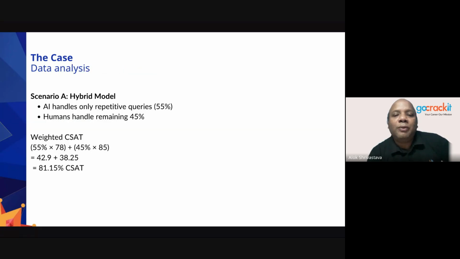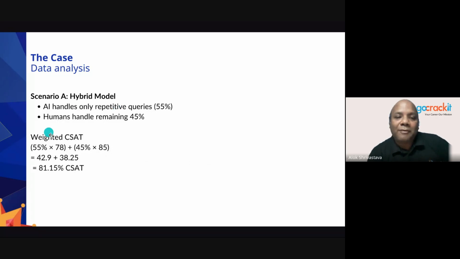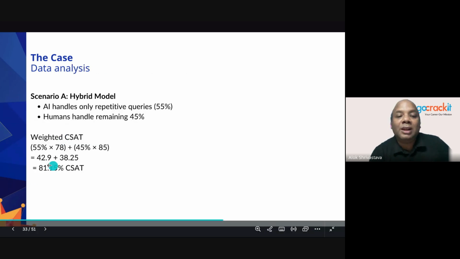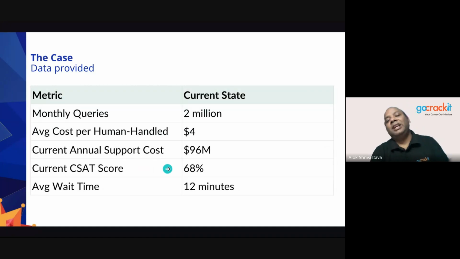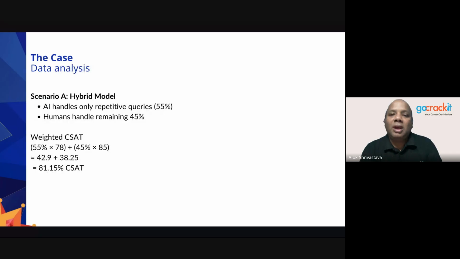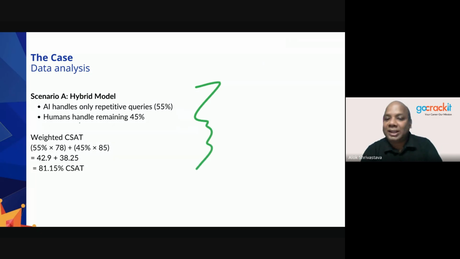So it is not a good idea to aggressively do pure AI modeling. You have to have a human or hybrid model, which will have good cost improvement and at the same time reasonable CSAT, and it is definitely higher than your current CSAT score, which is 68%. Did you understand this? Is it clear what we are talking about, and how we calculated those trade-offs? How did we go about deciding those trade-offs? The cost and the CSAT score. We have taken two: cost and customer satisfaction. Okay, so on the numbers basis, this looks better.